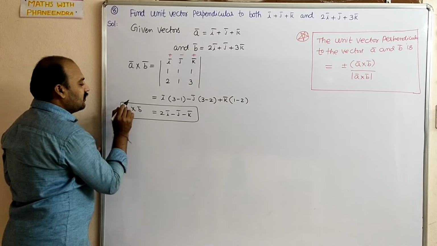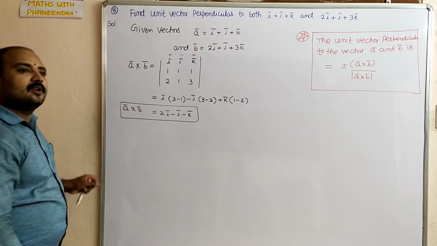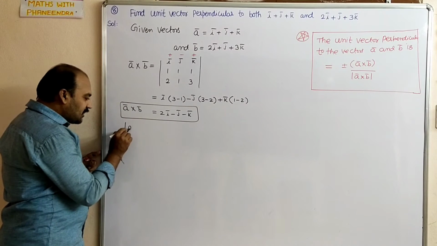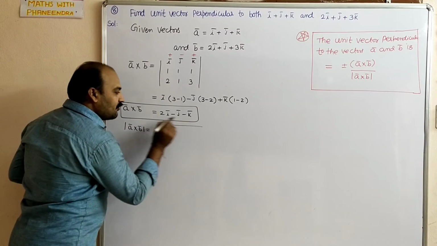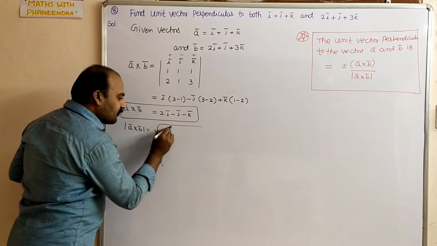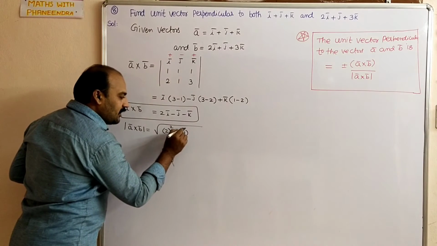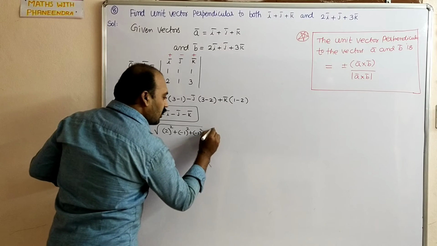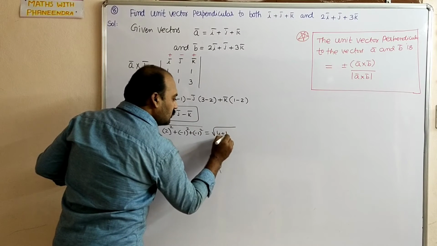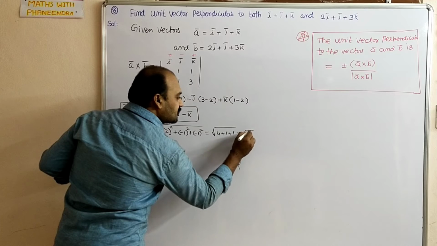This is the cross product of two vectors. Now the magnitude also we calculate. Magnitude of A bar cross B bar equal to square root of 2 square plus minus 1 whole square plus minus 1 whole square, which is equal to square root of 4 plus 1 plus 1, which is equal to root 6.